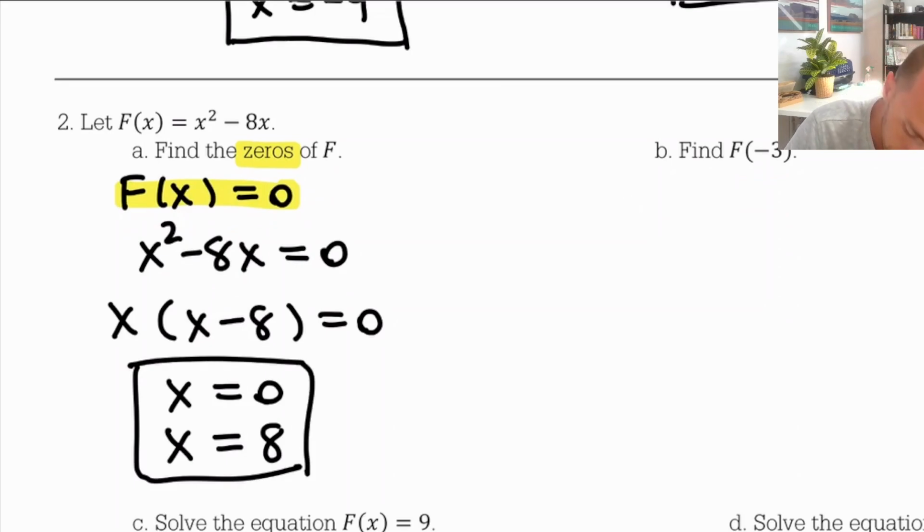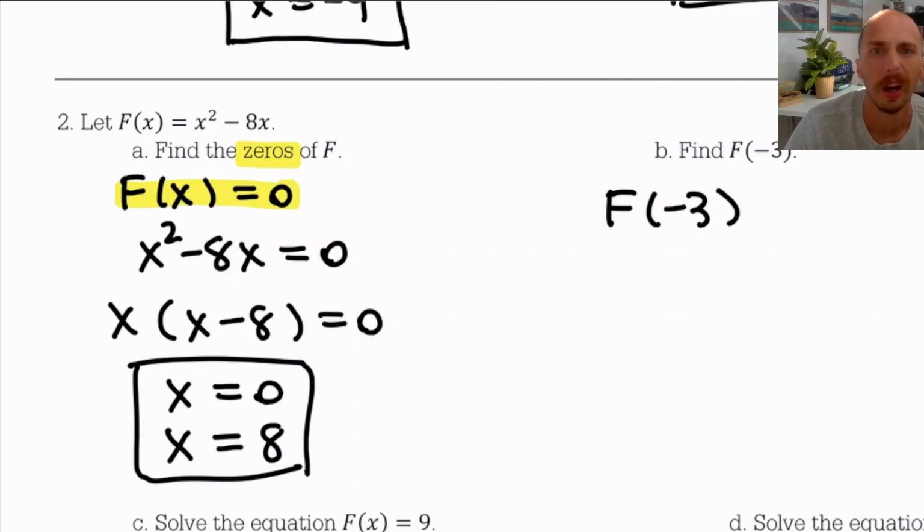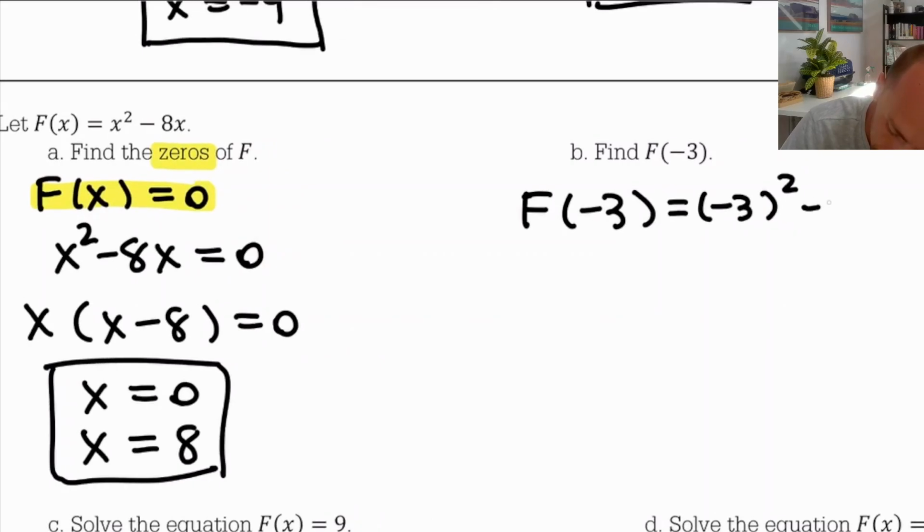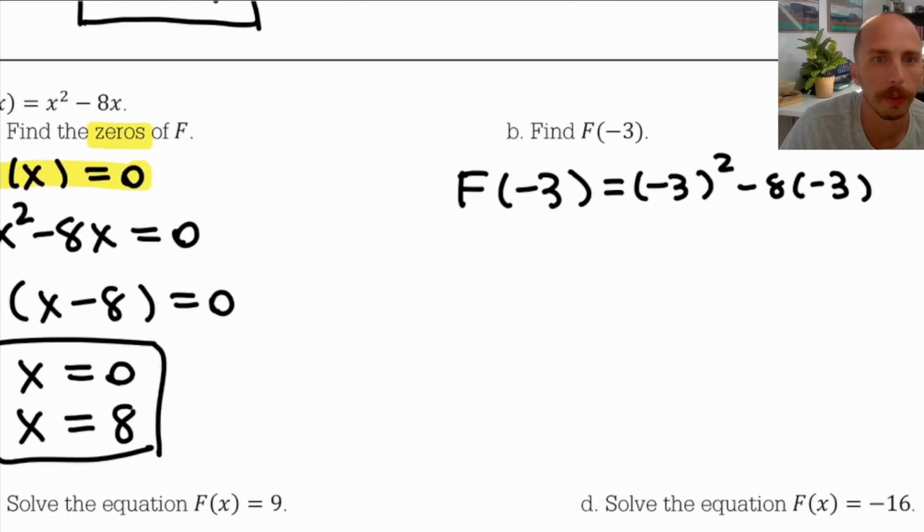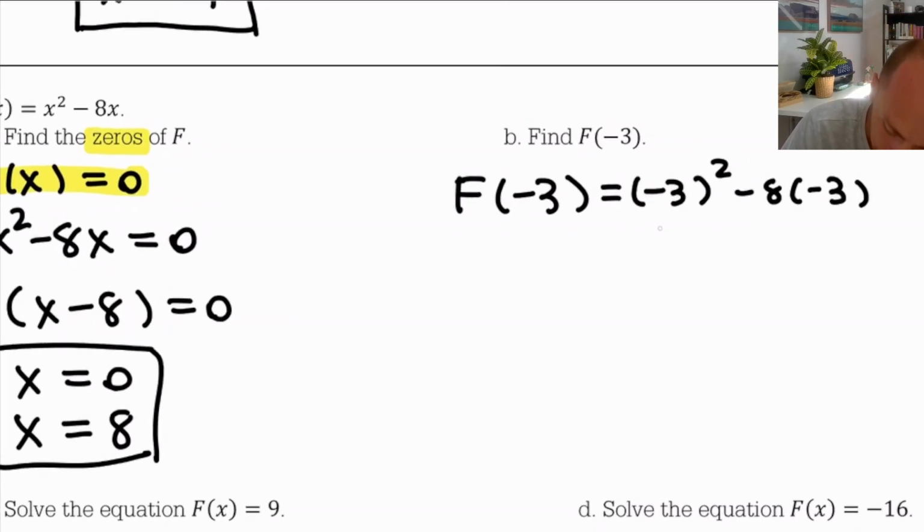Okay, f of negative 3, talked about this last time and in the last homework. We're just going to replace x with negative 3 wherever we see it in the formula. So f of negative 3 equals negative 3 squared minus 8 times negative 3. Right, so let's make sure that's on screen. Negative 3 times negative 3 is going to be positive 9. Negative 8 times negative 3 is positive 24. So I add those together and I'll get 33.